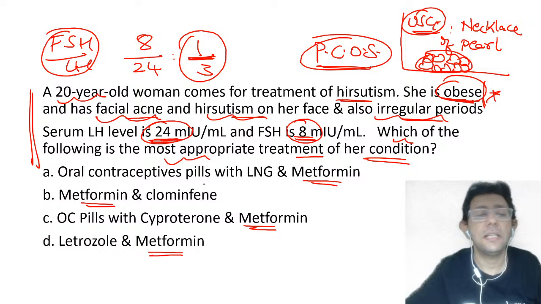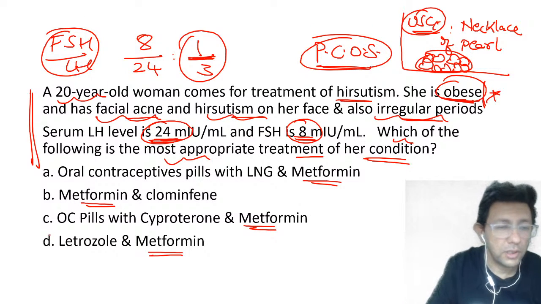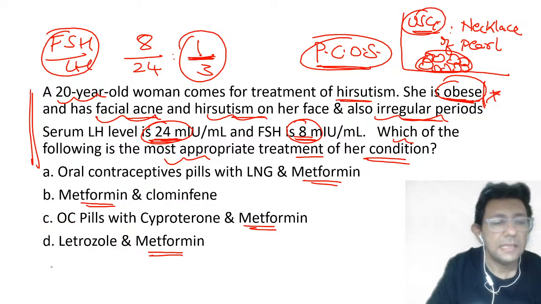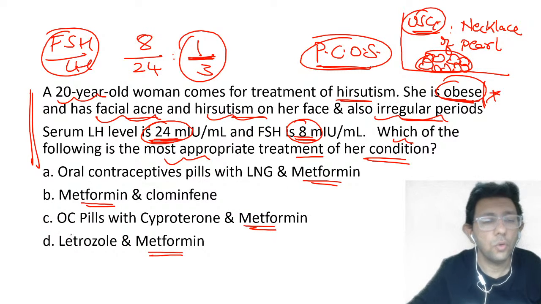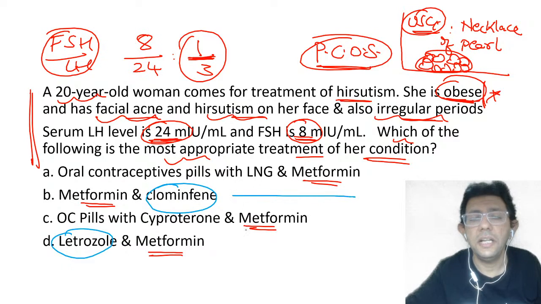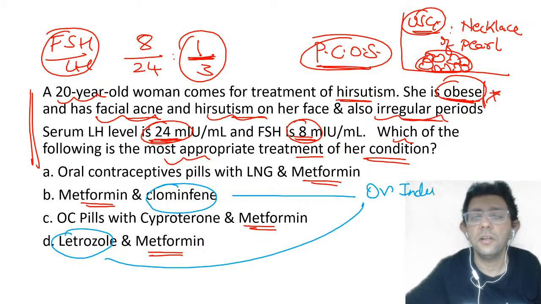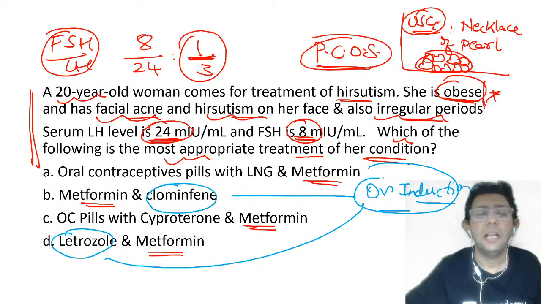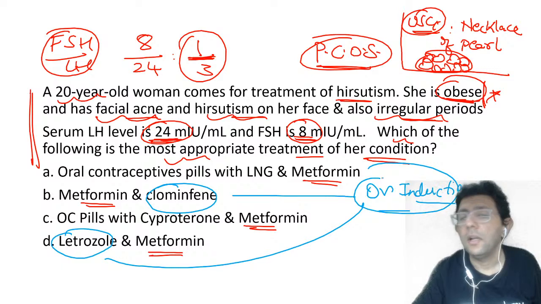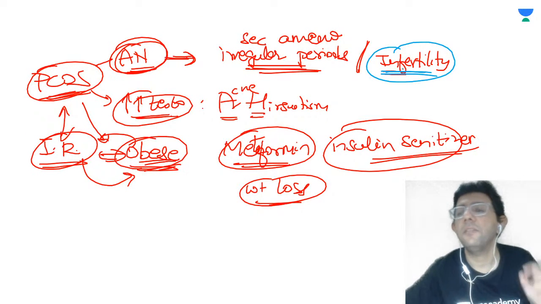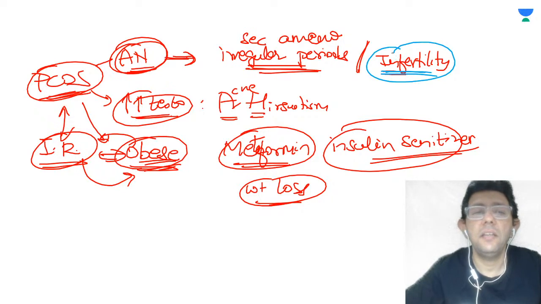Now here please understand this, that the options which are available, please pay careful attention, letrozole and clomiphene are for ovulation induction. So that is not the case over here. Please understand one thing, metformin and letrozole would be given to the patient only if she is infertile, because we should know why there is infertility.